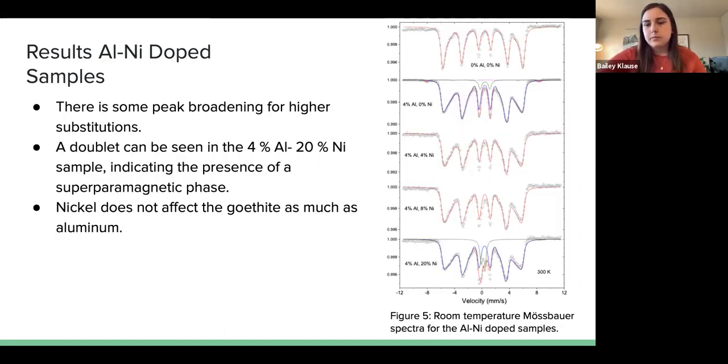And then here, these are the spectra that we collected from our nickel samples, aluminum nickel samples. Here you don't really see very much of that broadening effect happening, and that basically is telling us that there really aren't that many defects in these samples, and the nickel is not having much of an effect. You can see a little bit of a doublet arising in that 4% aluminum, 20% nickel sample, but it's not super pronounced.